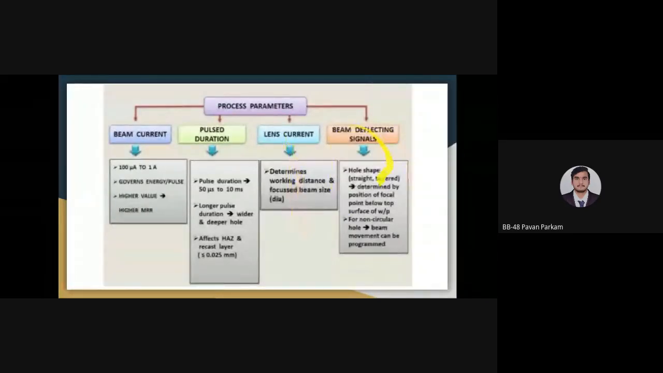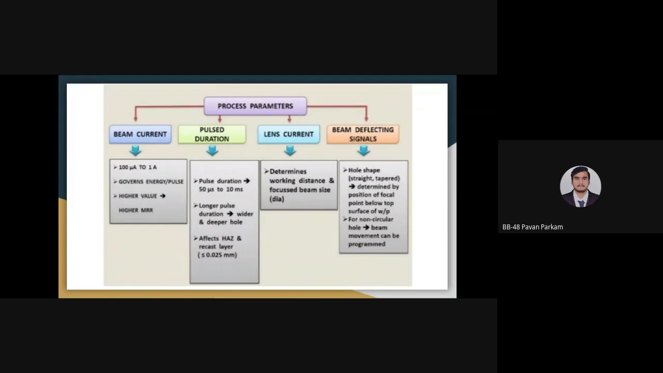Now the last one, the beam deflecting signals. It affects the hole shape, whether the hole is straight or tapered. It is determined by the position of the focal point below the top surface of the workpiece. So whether the hole will be straight or tapered depends on the focal point of your beam, whether it is at the top surface of your workpiece or just below the workpiece.